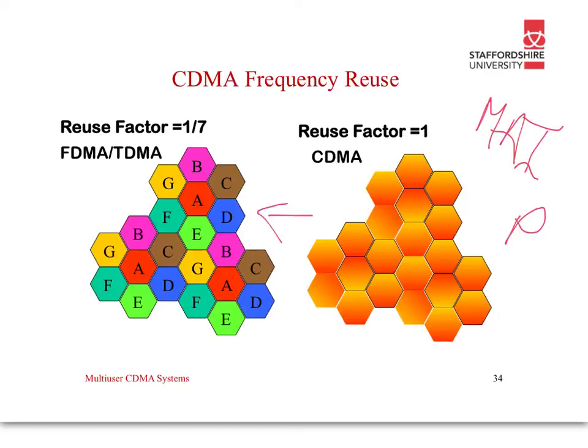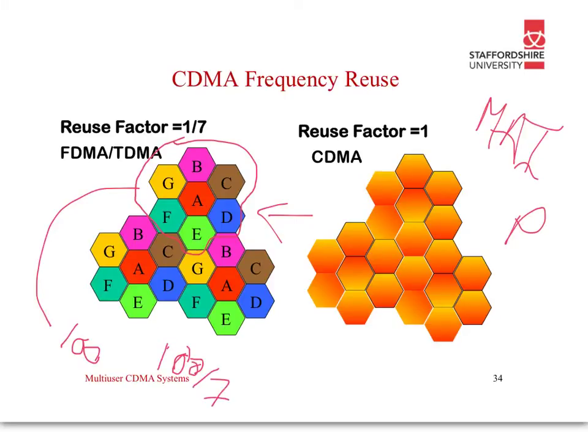Compare this to the reuse factor for frequency and time division multiple access, where we've got 1 in 7. We've got 1 in 7 here because we have a cluster of 7 cells. Then the channels that are used in cell A are, if we have 100 channels, I should have used a better number, but we've got 7 channels. So in here we have 100 over 7 channels that can be used in each cell.